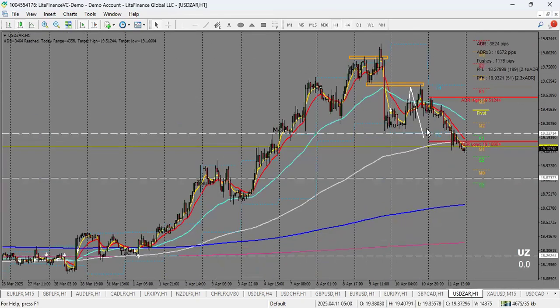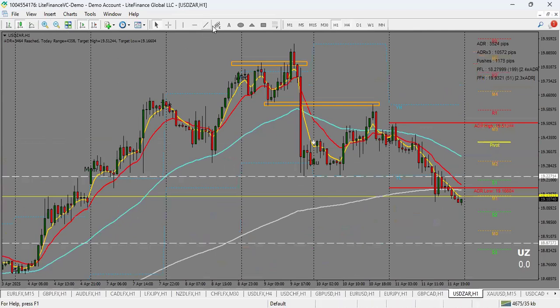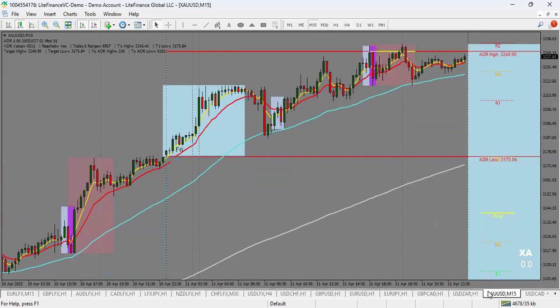So the hour 1, we still have level 3 to go. Okay, so let's anticipate where would the stop band go. So you should be expecting for a stop band to the 50 MA, and then a third level to that point there. So that's my anticipation on USDZAR.